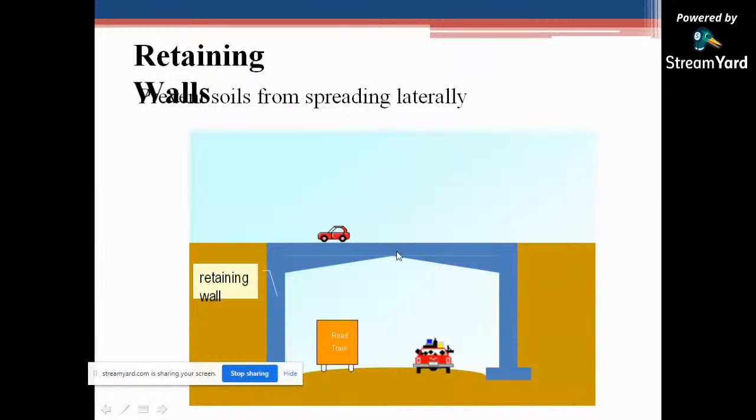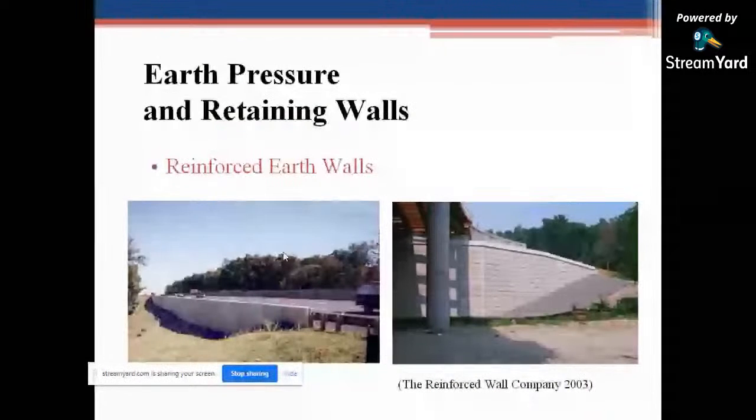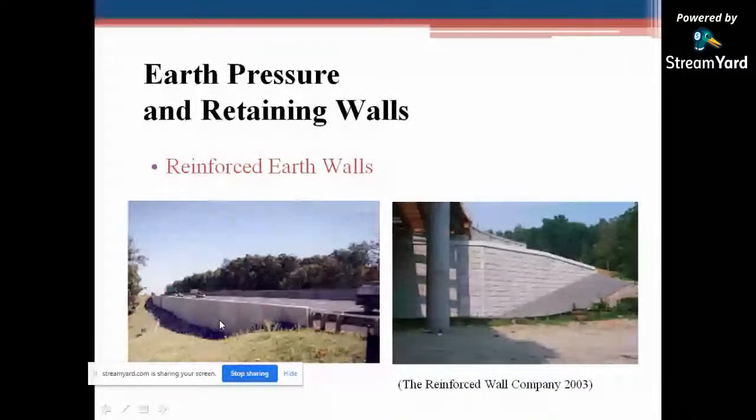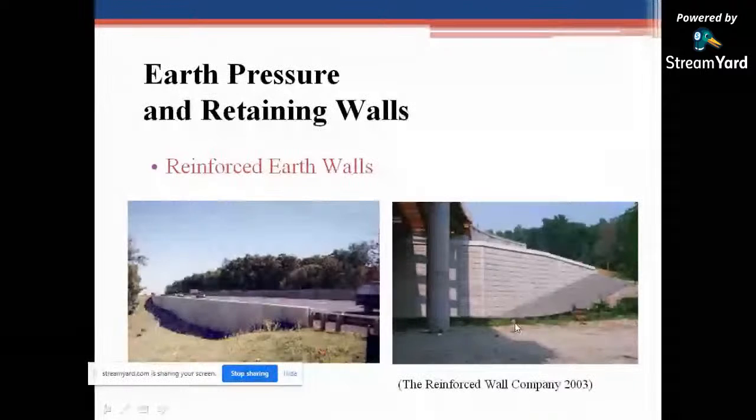So, earth pressure and retaining walls. There is soil over here, and this is a retaining wall provided for this road. This is a retaining wall. Here also there is soil, there is a slope, and there is again a construction, a flyover, over here. So this is a retaining wall provided to stop the soil from sliding.